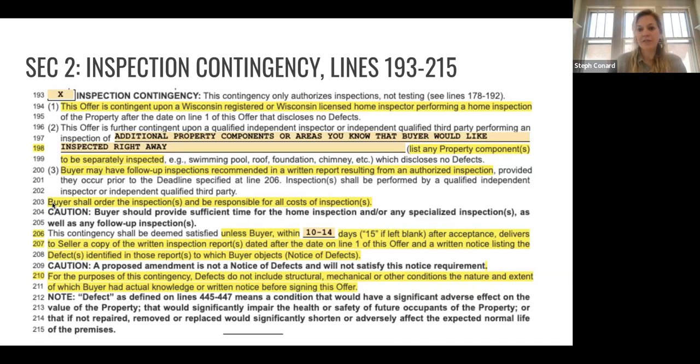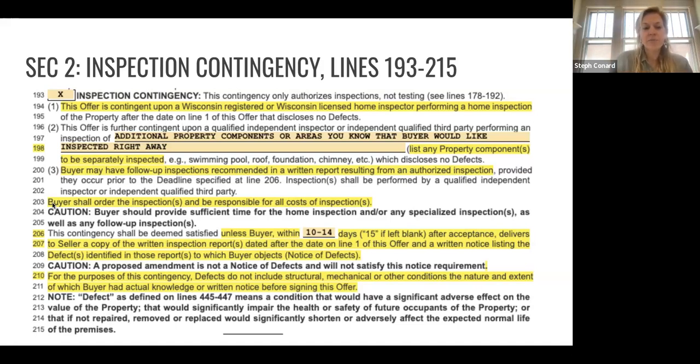The main takeaway of this line is that it has to be a Wisconsin registered or Wisconsin licensed home inspector. We can't have Uncle Joe, who is really handy, come in and do the inspection for the buyer. It has to be a registered or licensed home inspector in the state of Wisconsin. Point 2, this offer is further contingent upon a qualified independent inspector or independent qualified third party performing an inspection of. And then in these lines, you would list additional property components or areas that you know that the buyer would like to have inspected right away. I'm going to move on to the third prong, and then I'm going to circle back to that.